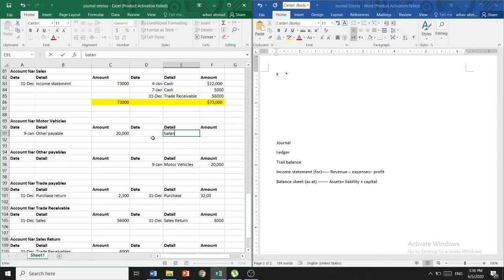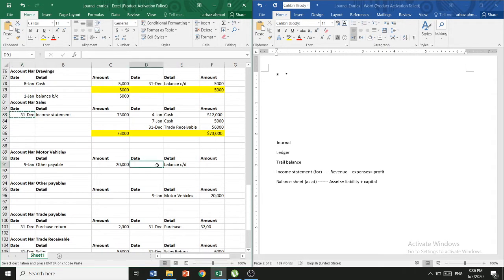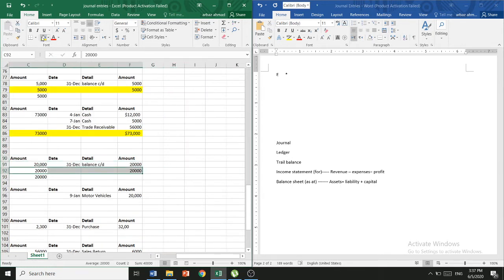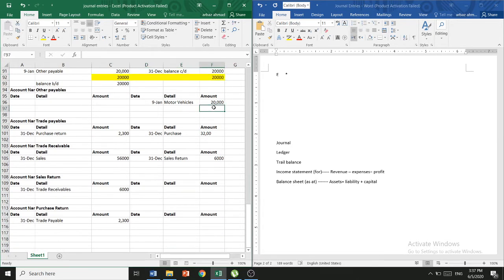So this will be balance brought down, balance carried on. 31st December, motor vehicles 20,000, and again we will have 20,000 here, 20,000 over here, and also here. Why here? Because we need to write balance brought down here, balance brought down, and everything is good to go. Just highlight the section again because it's a total section, move it back. Other payables will also have balance brought down.